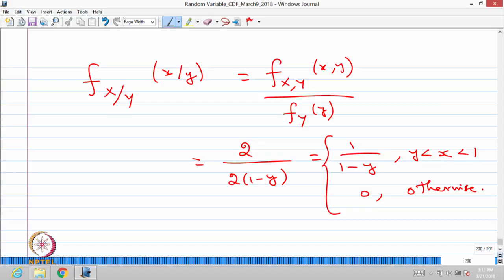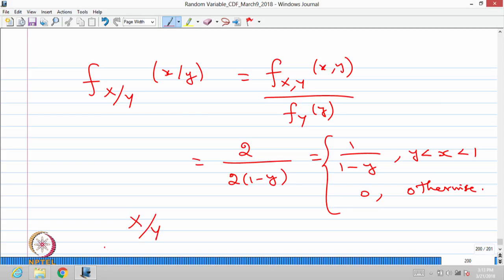The conditional probability density function of x given y is 1 divided by (1 minus y), where x lies between y and 1. Here you have to treat y as a constant. By seeing the probability density function, you can say the conditional distribution of x given y is a continuous type uniform distribution between the interval y to 1. You have to treat small y as a constant. So, the conditional distribution of x given capital Y takes a value small y is a continuous uniform distribution with the interval y to 1.